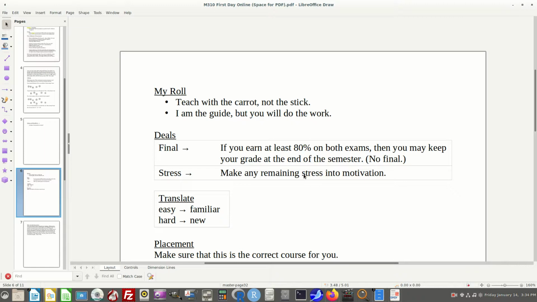Let's talk about how I conceive of doing well in this course. If you earn at least 80% on both of the exams, exam 1 and 2, then you may keep your grade at the end of the semester. That is, the final will be excused. So that's an incentive to work consistently over the course of the semester.